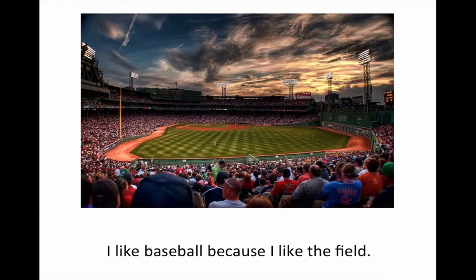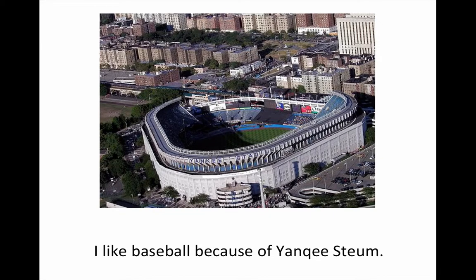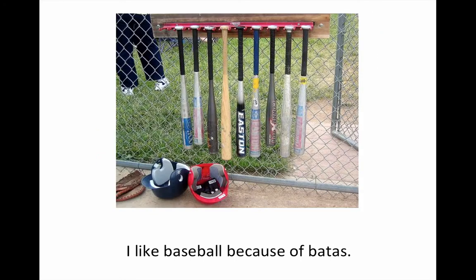Danny and Charlie do not demonstrate a clear understanding of a rationale initially. Several pages of their first draft follow. "I like baseball because I like the field." "I like baseball because of Yankee Stadium." "I like baseball because of bats." Their first 4 attempts are simply "I like baseball because I like," and then they label whatever is seen in the accompanying illustration.